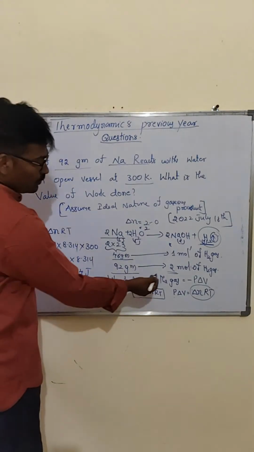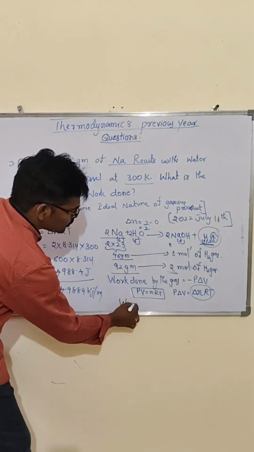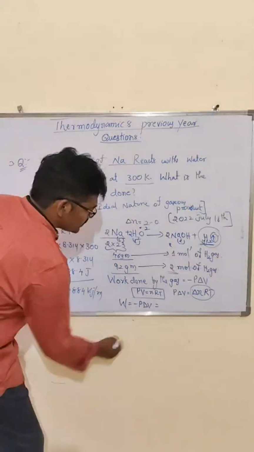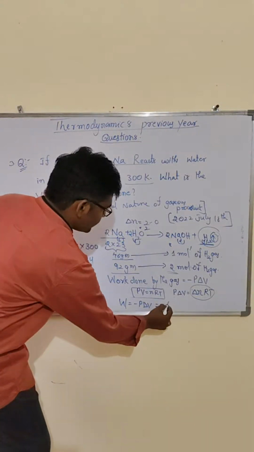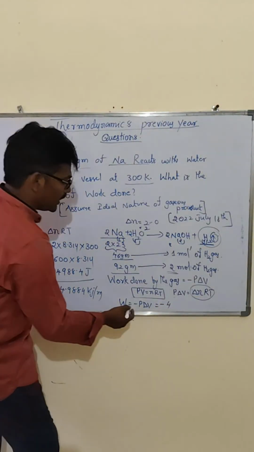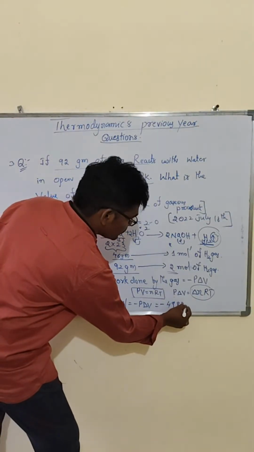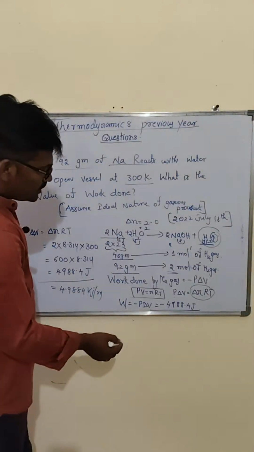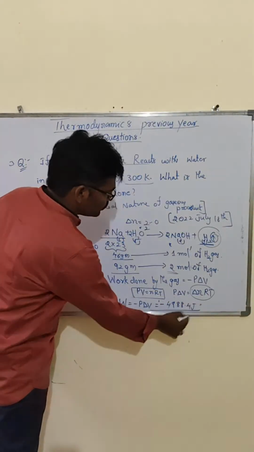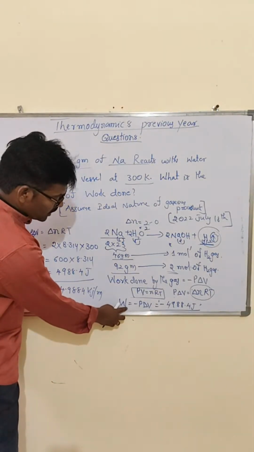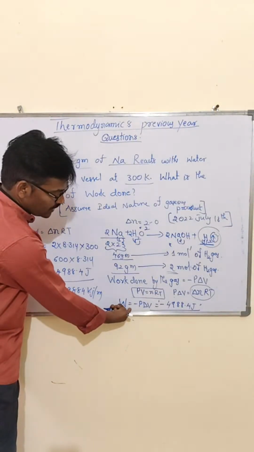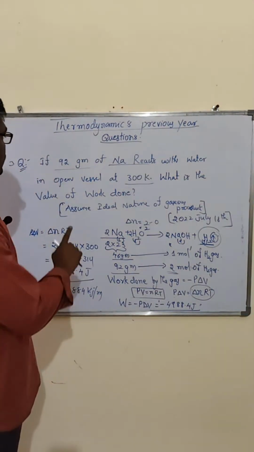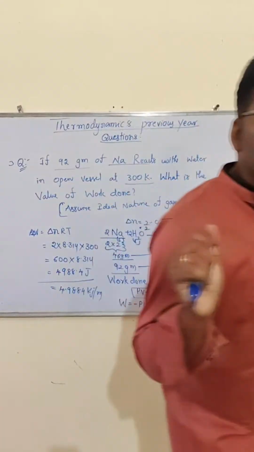What we need is work done. Work done equals minus P delta V, right? So P delta V value we got: minus 4988.4 joules. So the answer is negative, and in the options it is negative. Why negative? Work done by the system is represented as negative, work done on the system is positive. So this is the answer. Note the question carefully.